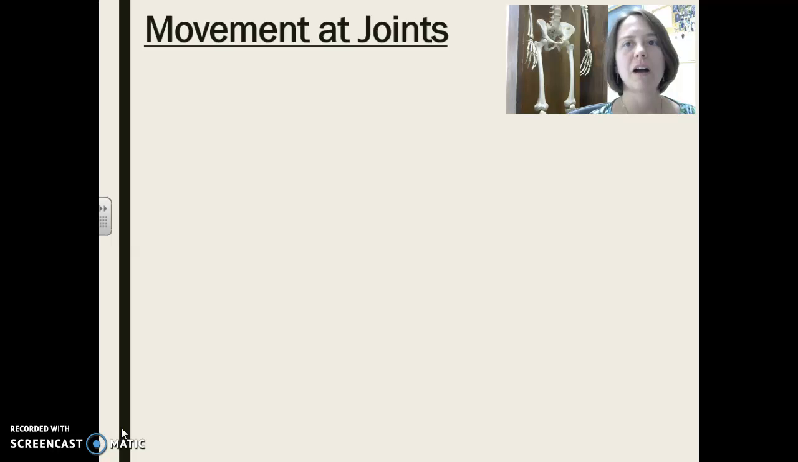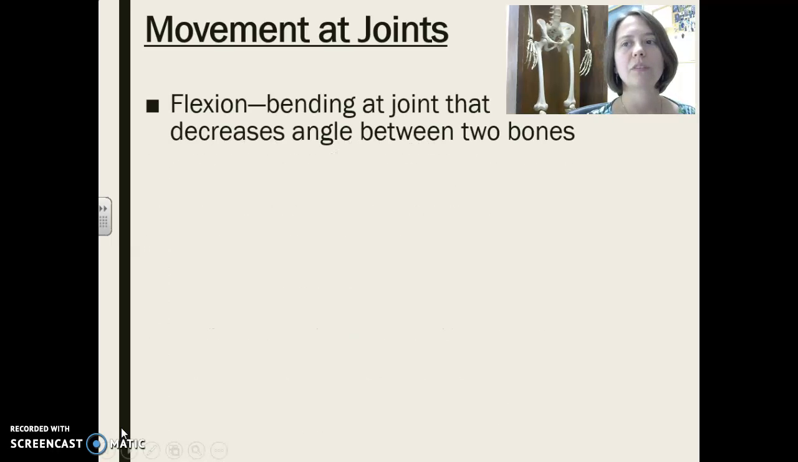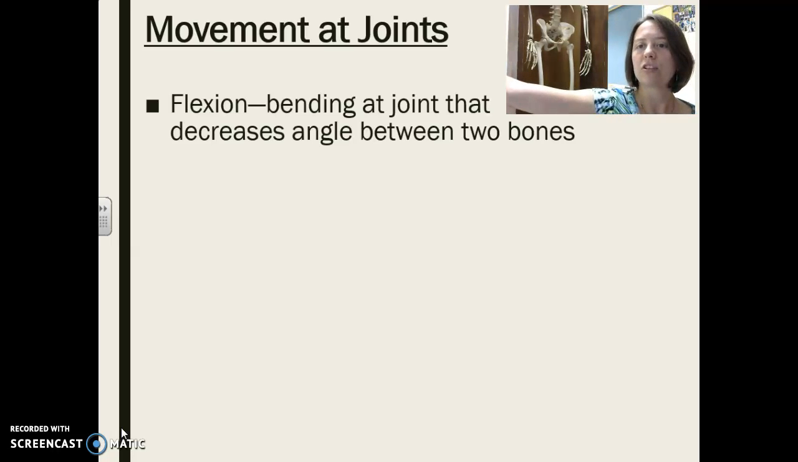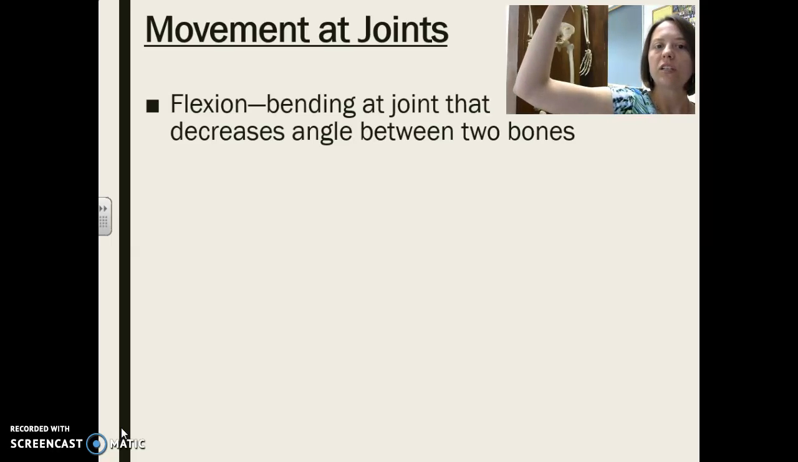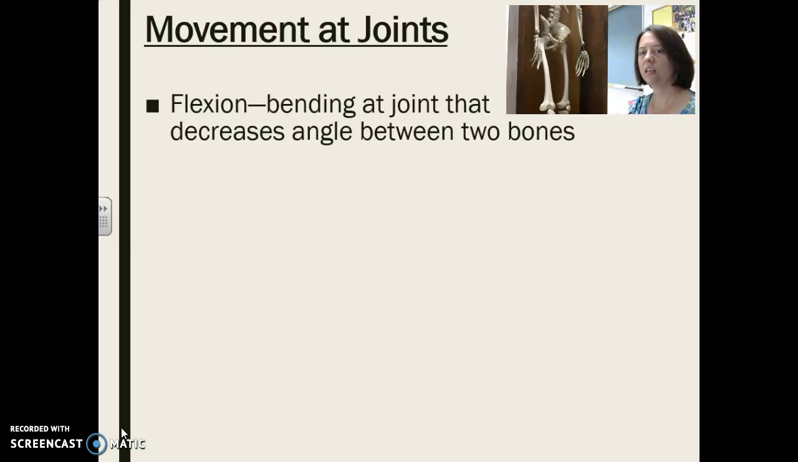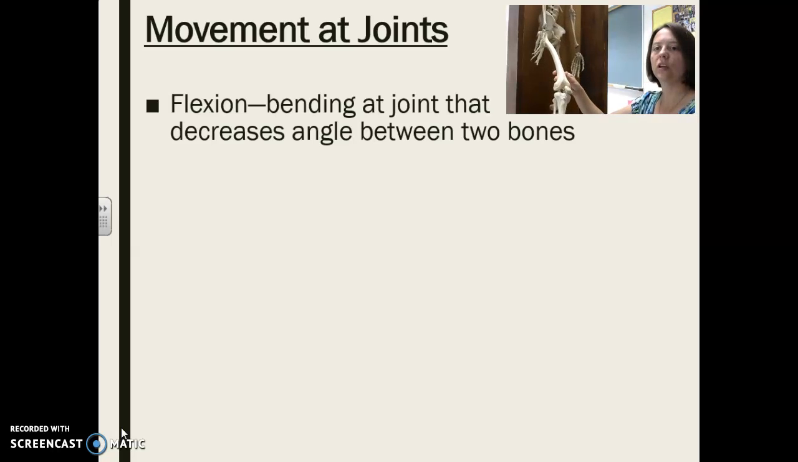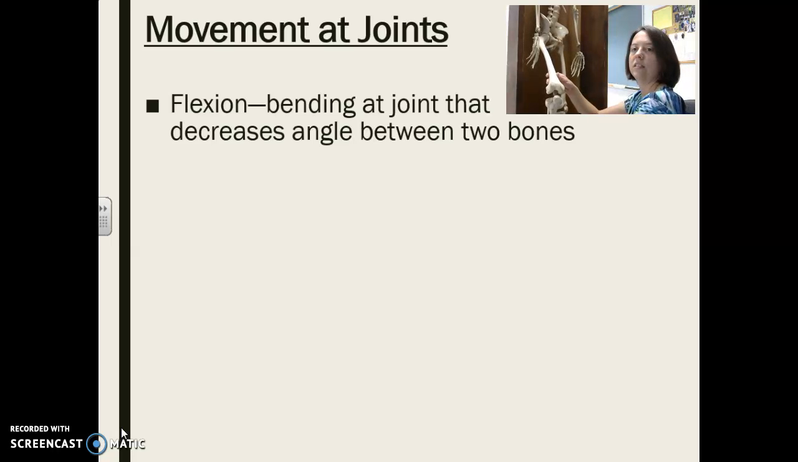And we are talking about what movement joints can do. So first off, let's start with flexion, which is bending a joint that decreases the angle between the two bones. So flexion at the elbow joint will decrease the angle between the humerus and the ulna. And then looking at the skeleton, flexion at the knee joint will decrease the angle between the femur and the tibia.